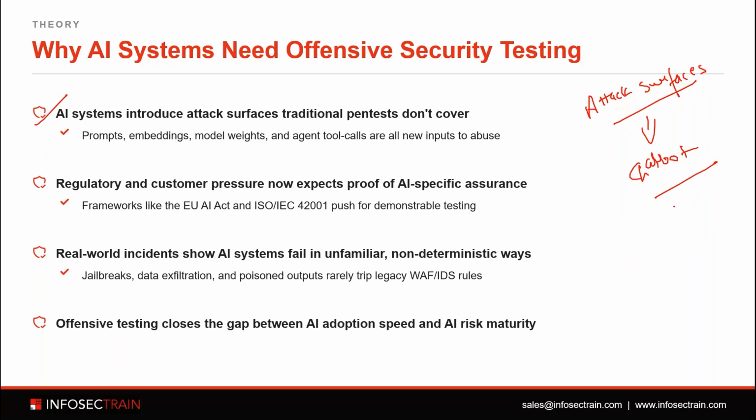Like prompts, embeddings, model weights, agent tool calls, all are new inputs to abuse. So your tools like Burp Suite, Nessus, and Nmap cannot find them, right? Then AI systems are powered by LLMs, large language models, like I was talking about, your ChatGPT or Claude or all of them, or RAG, right?